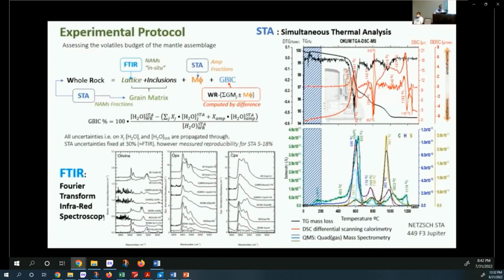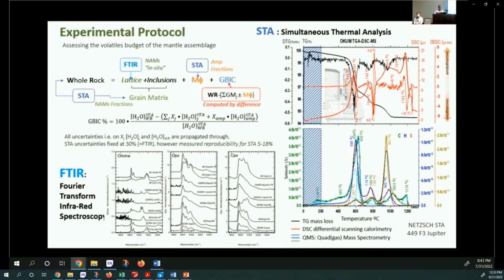Okay, so to assess the distribution of water in the mantle assemblage, what we need is to analyze the auroch, the lattice and the grain matrix, and the metasomatic phase, in our case amphibole, and we will deduce the GBIC by simple subtractions. To do that, we use two techniques, Fourier transform infrared spectroscopy, FTIR, and simultaneous thermal analysis, STA. FTIR is well known. It's used by many to determine the amount of OH bound in minerals. However, it's not the case of STA.